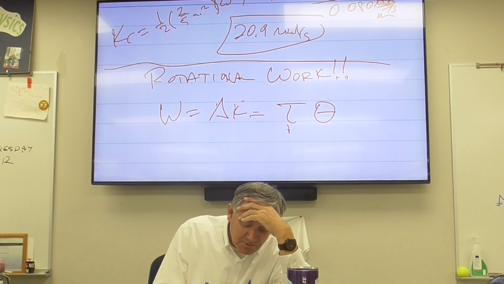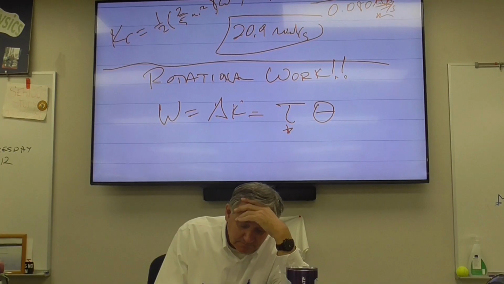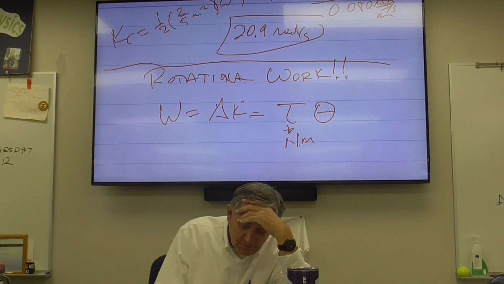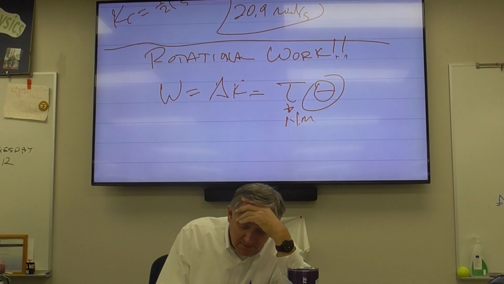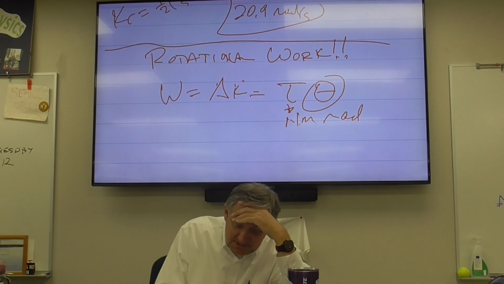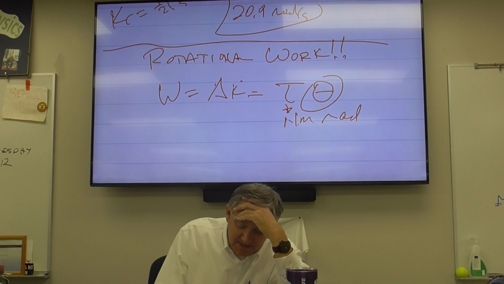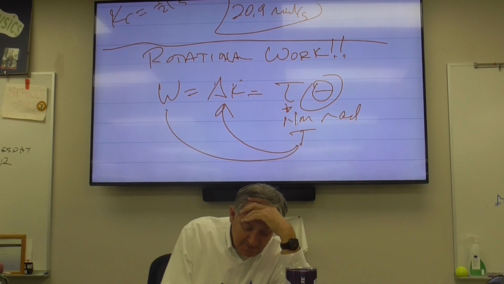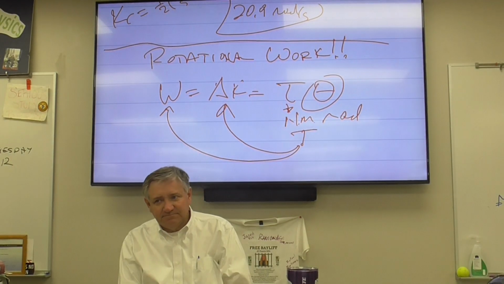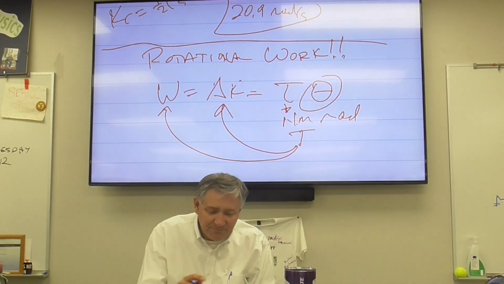What are the units for torque? Newton meters, or joules. Theta has to be in radians. Radians are a dimensionless number. Newton meters is the same thing as joules, which is the same thing as work, which is the same thing as the change in the kinetic energy. It's all connected.